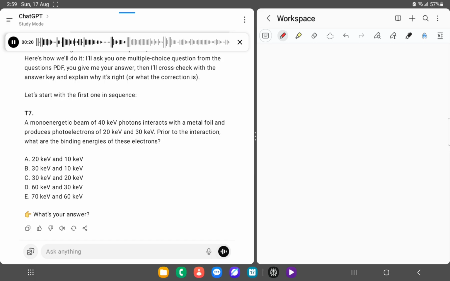T7. A monoenergetic beam of 40 keV photons interacts with a metal foil and produces photoelectrons of 20 keV and 30 keV. Prior to the interaction, what are the binding energies of these electrons? A. 20 keV and 10 keV, B. 30 keV and 10 keV, C. 30 keV and 20 keV, D. 60 keV and 30 keV, E. 70 keV and 60 keV. What's your answer?